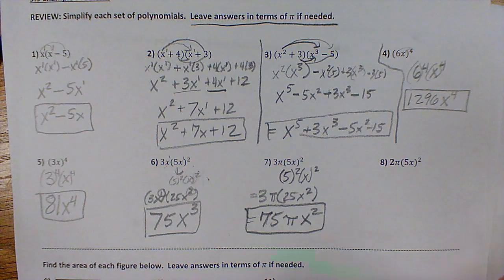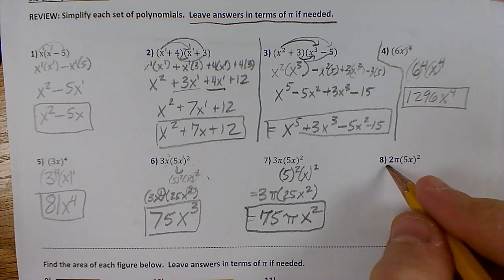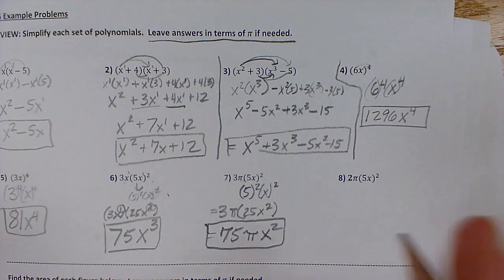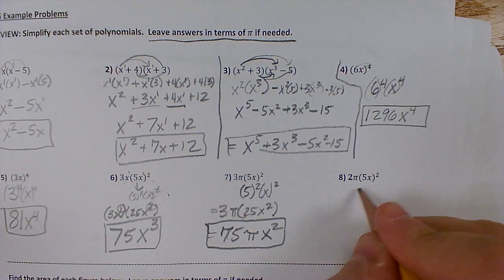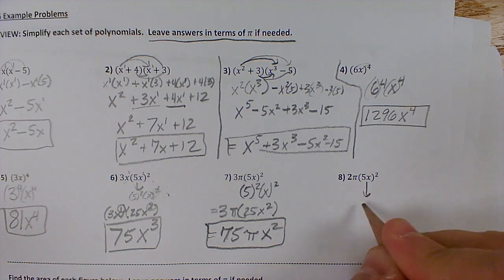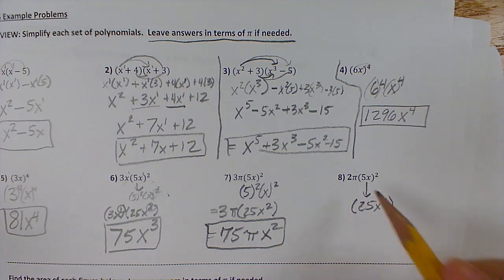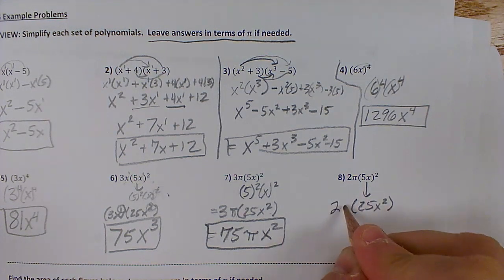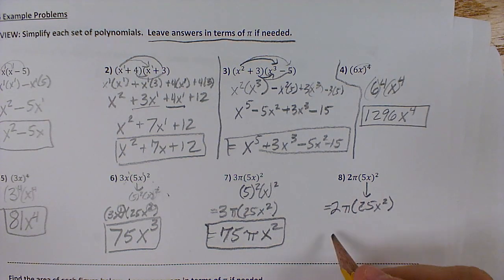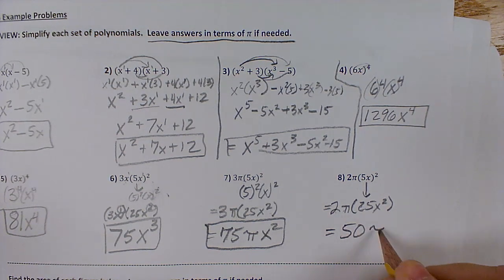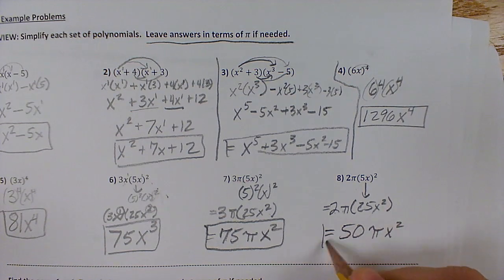And last, we will do a review of this one, just about the same problem. Since this ends up being the same piece, this would be 25x squared because it's exactly the same as this piece here. And then we drop the 2 pi. And to keep it in terms of pi, we do 2 times 25 is 50. Leave the pi, and then write the x squared down.